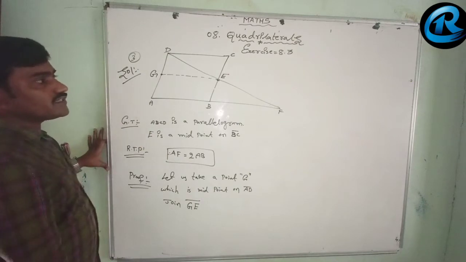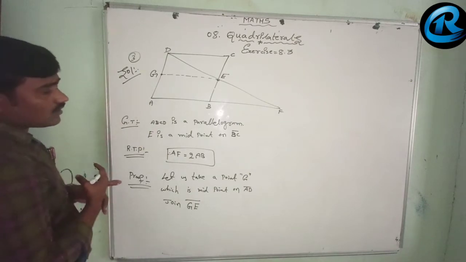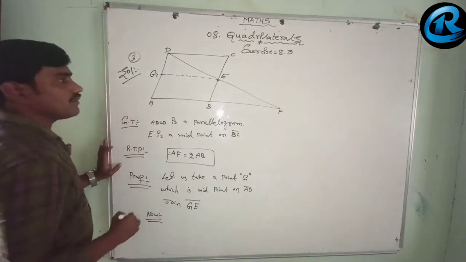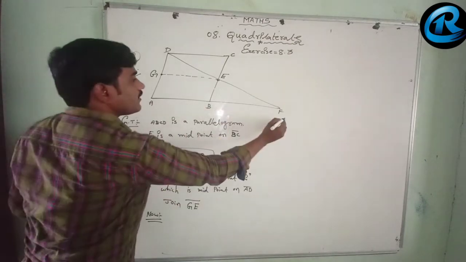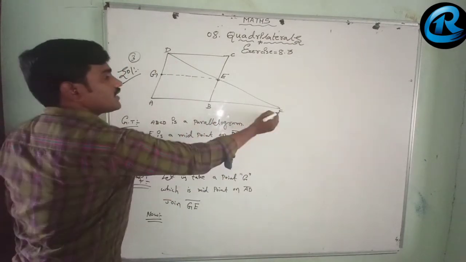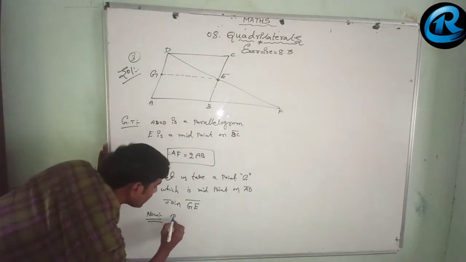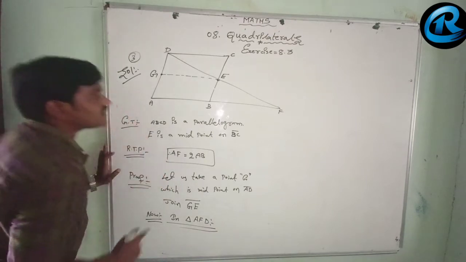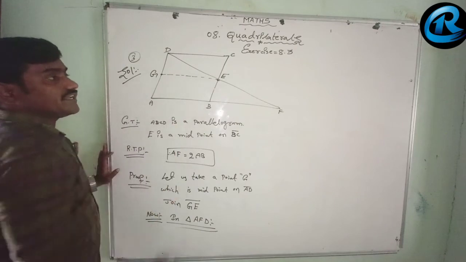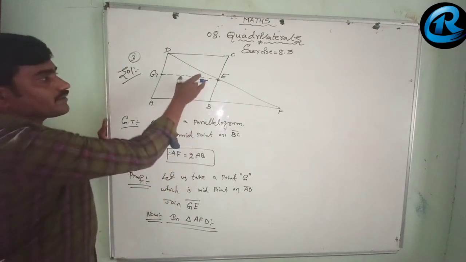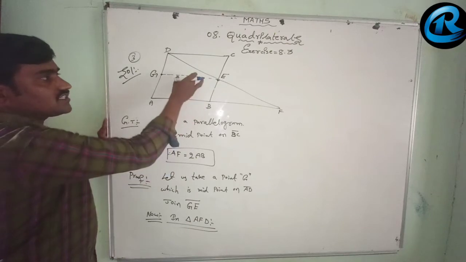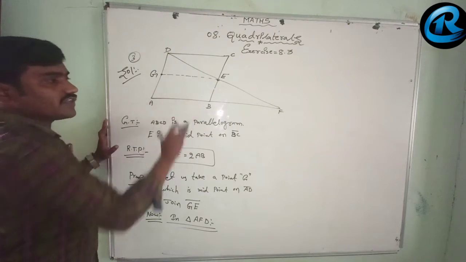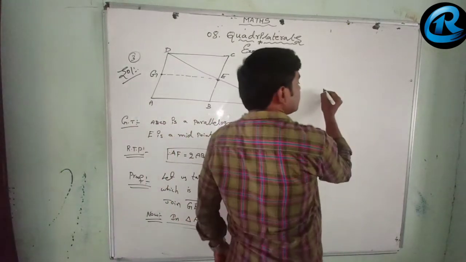Now, if you join GE, what happens? Now, in triangle AFD, what is in triangle AFD? GE is parallel to the third side, and this GE will be parallel to the AF, and the GE will be half of the AB. How? According to the midpoint theorem of the triangle.